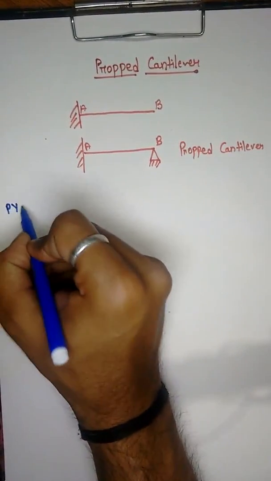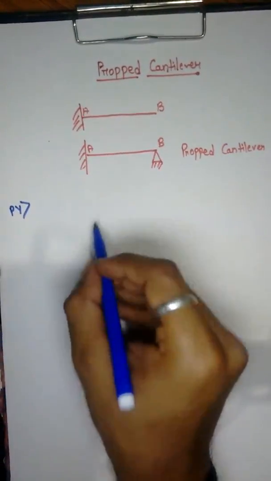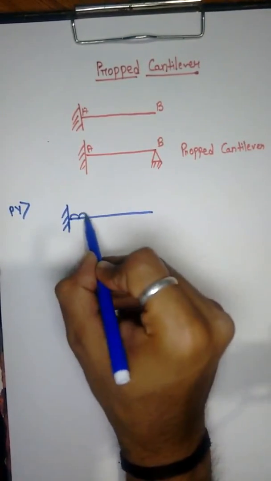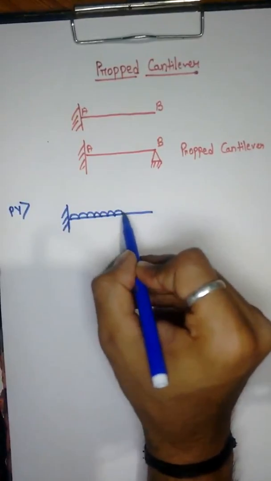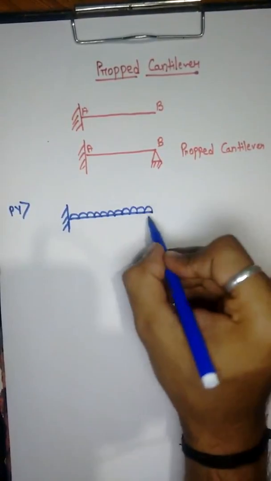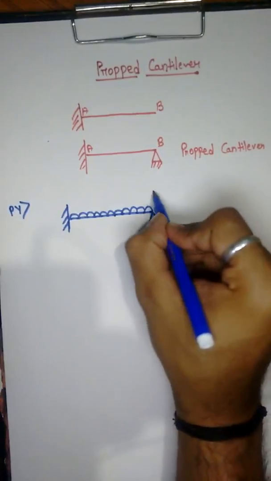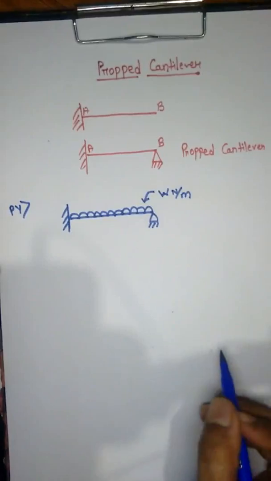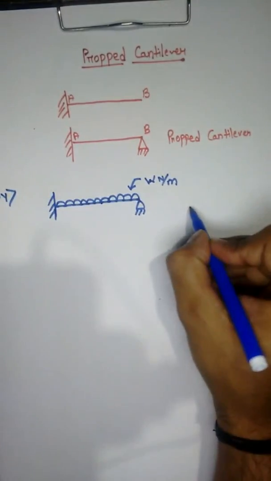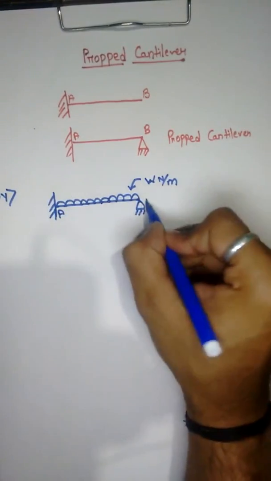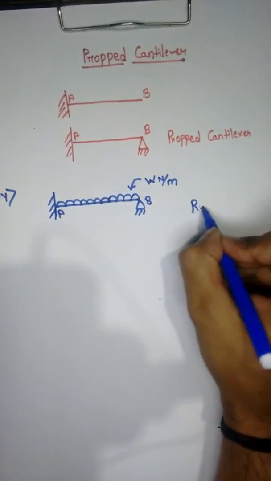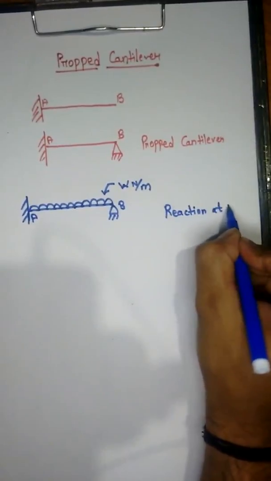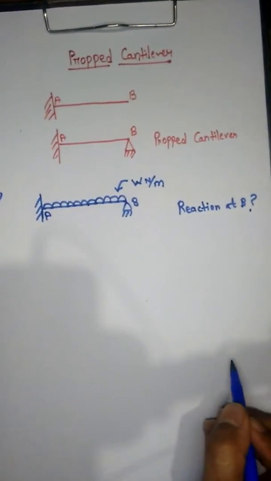So let us solve one of the questions of propped cantilever, which is P4 of this section. In this question, a cantilever beam carries a uniformly distributed load and is supported at its free end. The magnitude of the uniformly distributed load is W Newton per meter. This is point A and this is point B, so we need to find the reaction at B.